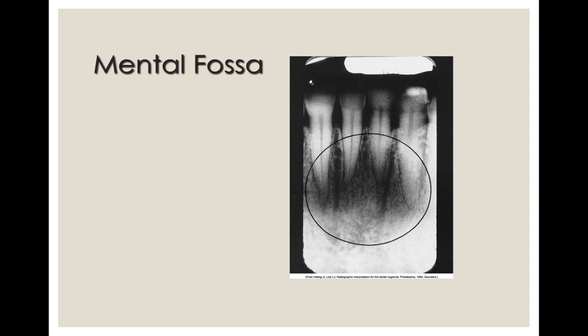Next is our mental fossa. The mental fossa is described as a scooped out depression area of bone located on the external surface of the anterior mandible. So it's going to be a radiolucency just above the mental ridge. Again, when you see this more depressed radiolucent area on a radiograph, don't be concerned that it's pathosis. Make sure you're considering that it's probably just the mental fossa.